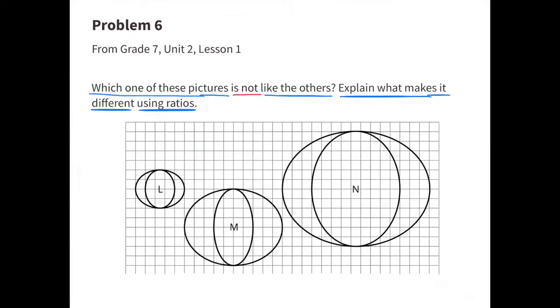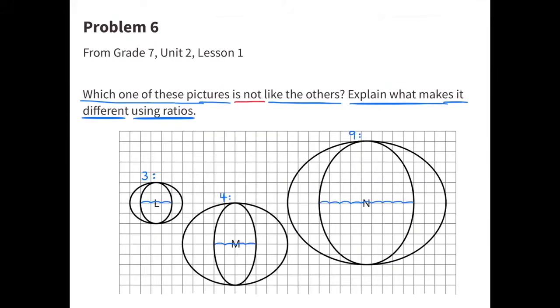Number 6. Which one of these pictures is not like the others? Explain what makes it different using ratios. The width of this portion of L is 3 units. The width of that same portion for M is 4 units. And the width of that portion for N is 9 units.